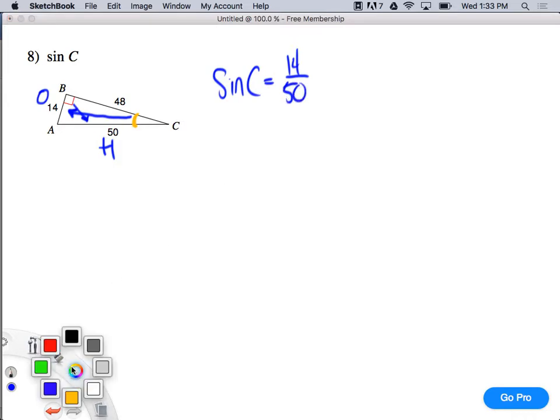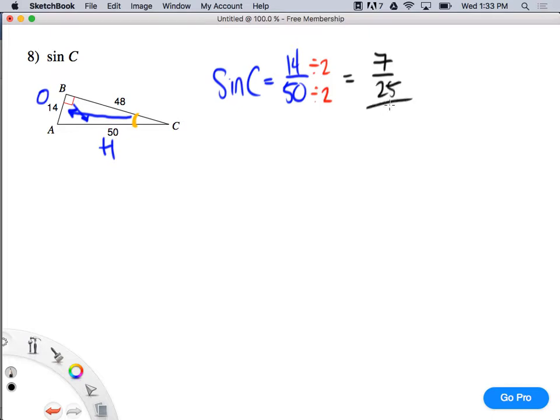Can I simplify this? Or not. Simplify it by 2. And I get that it's equal to 7 over 25. That's my final answer. Okay, any questions? All right. So that's those ones.